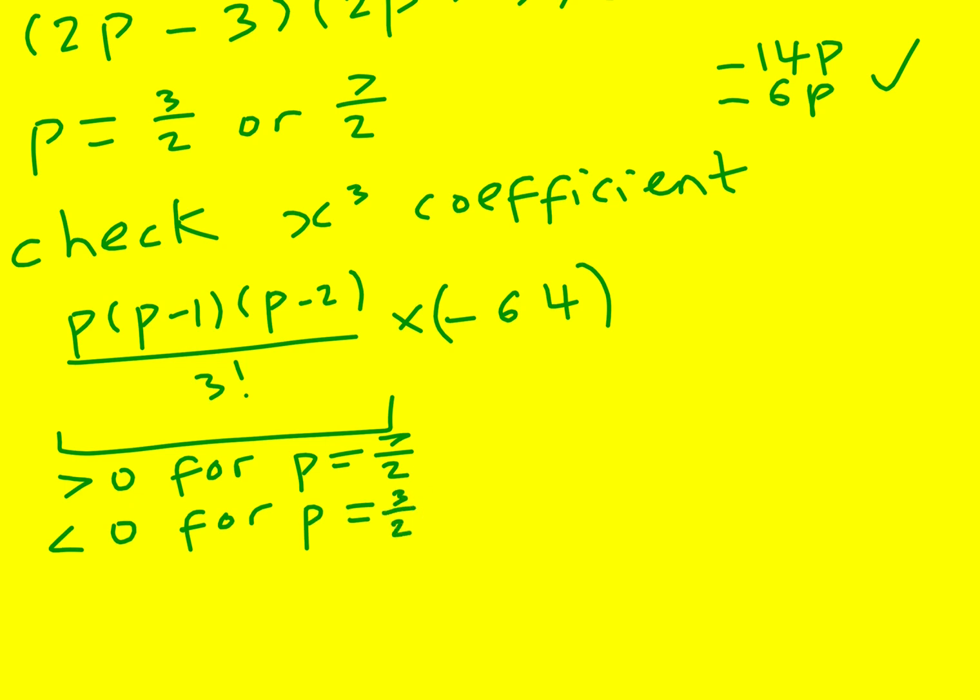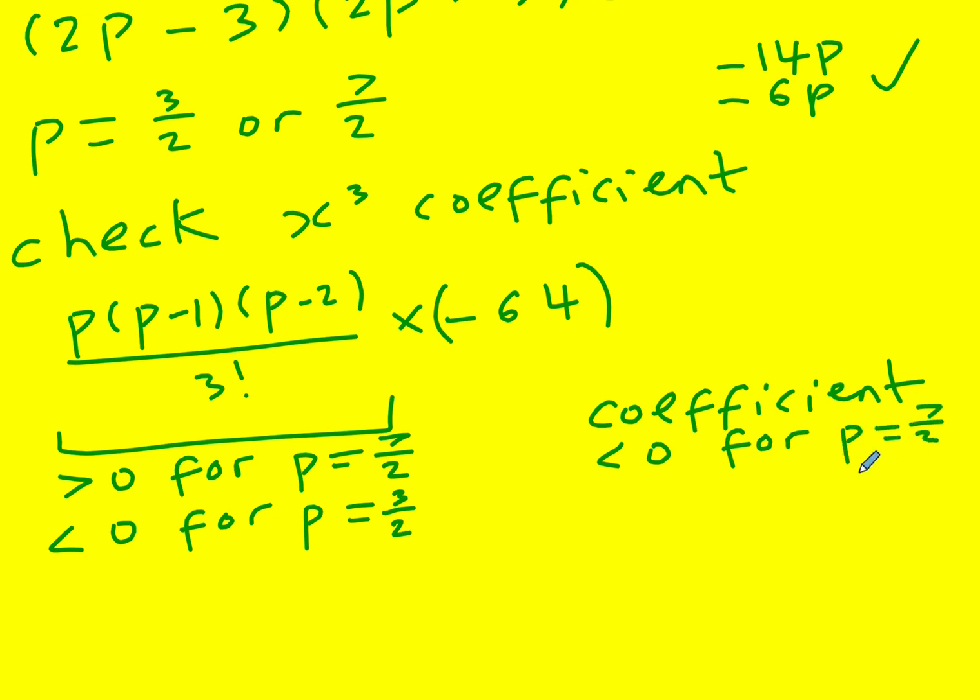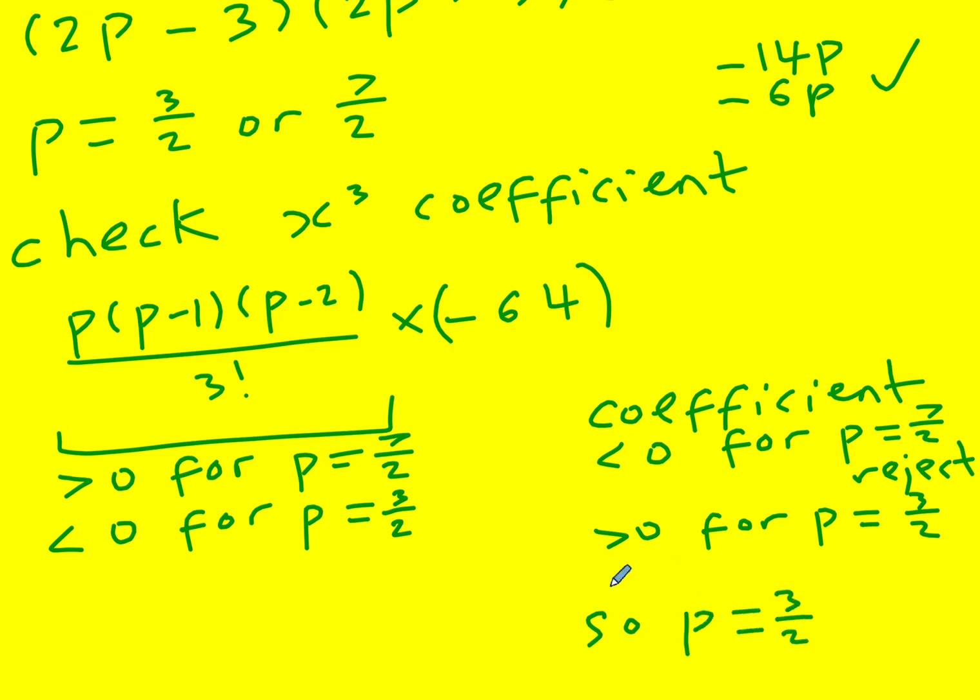So the coefficient is less than 0 for p equals 7 over 2, i.e. reject. Greater than 0, p equals 3 over 2. Okay, and there we have it. That's our answer.